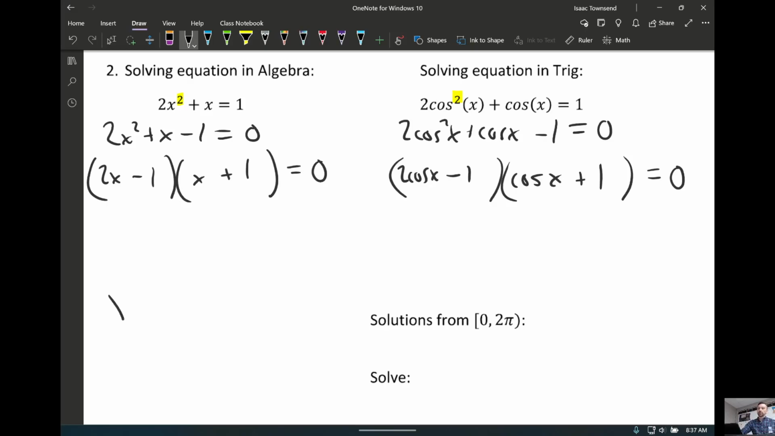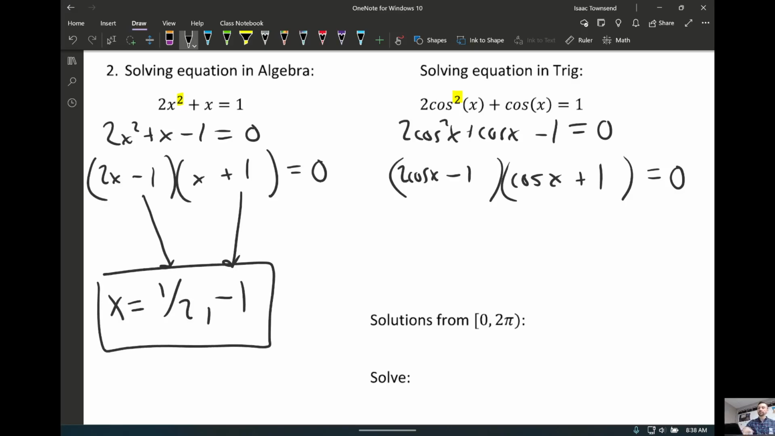Okay, the last thing you would do in an algebra question is set this equal to 0 and solve to get one answer, and then set this equal to 0 and solve to get the other answer, and you would be finished. Over here though, when we set this equal to 0 and solve, we get cosine is 1/2, and when we set this one equal to 0 and solve, we get where cosine is -1. These can't be our answers because these are not what x equals. These are what cosine x equals.